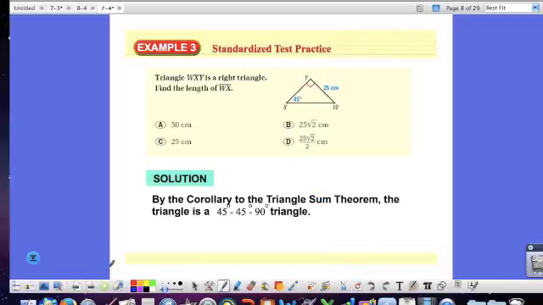And this is the type of problem you would see on a test. Triangle WXY is a right triangle. Find the length of WX. So that's 25 times radical 2, which is 25 radical 2.